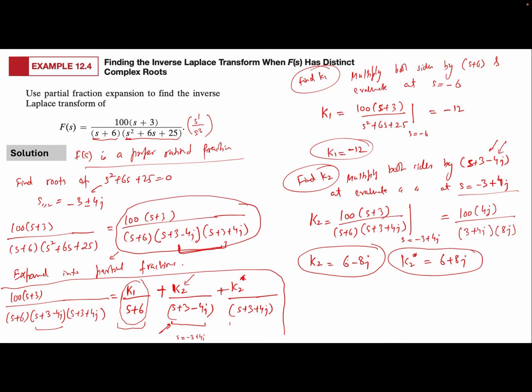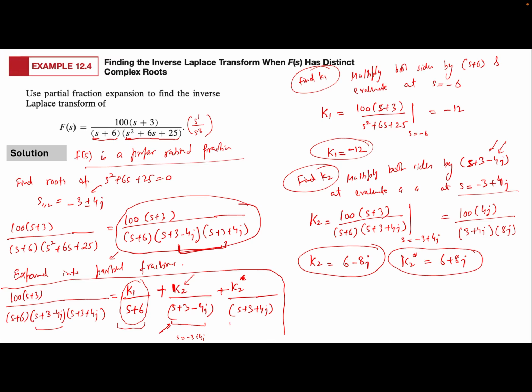The good thing if you have complex conjugate roots in the denominator in partial fractions is that you keep one constant as is, and the other constant we will call the complex conjugate of that constant, k2 prime here. So you don't need to solve for that. By the way, if you solve for that, you're going to get exactly the same answer, but you don't need to because it is just going to be a complex conjugate of this.